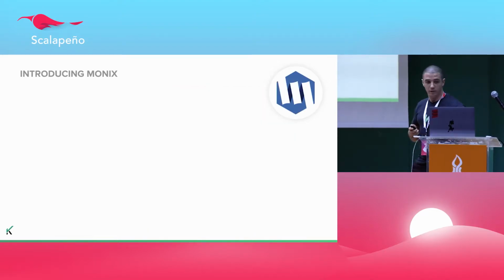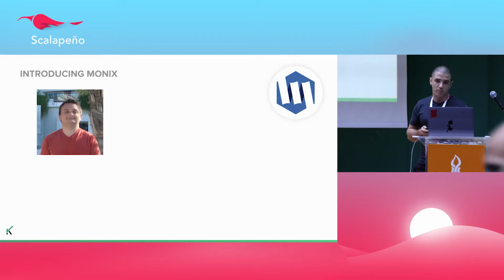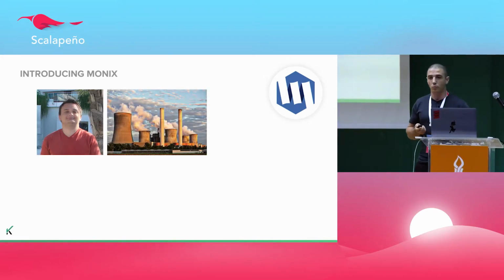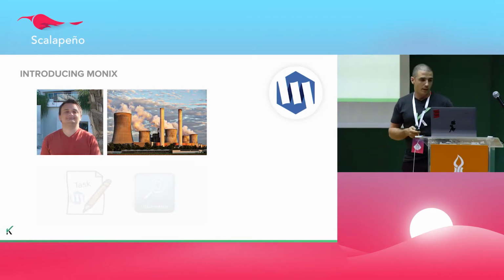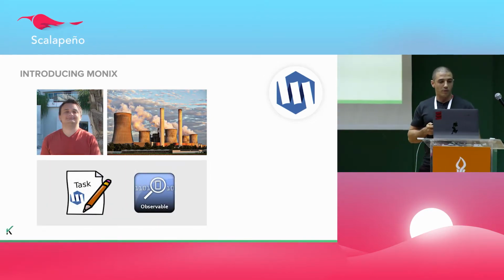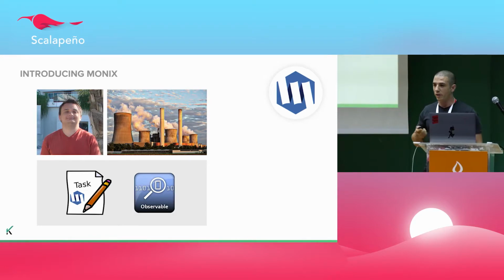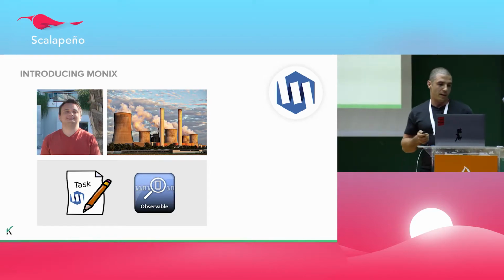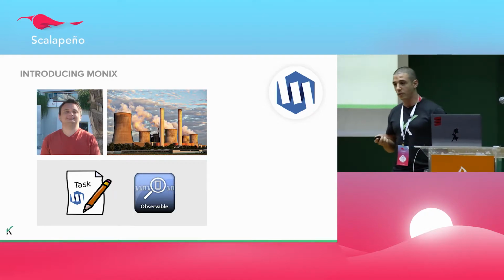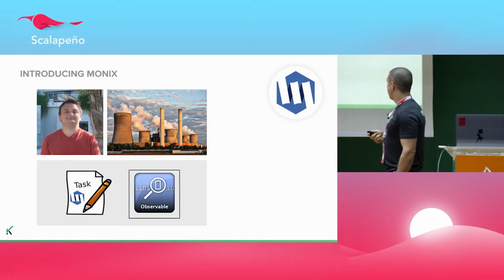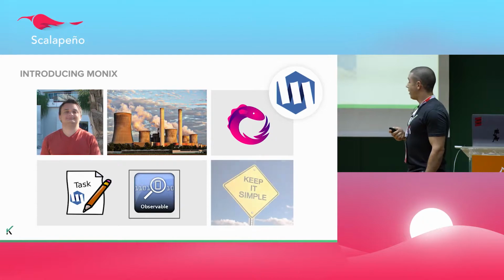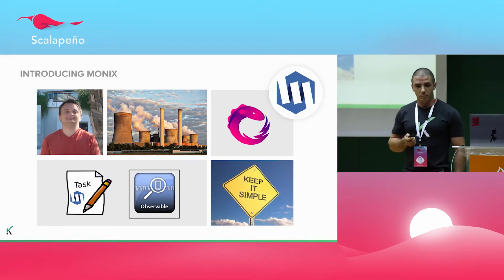Now let's introduce Monix. Monix was created by this guy, Alexandru Nedelcu. He initially created this library in order to monitor nuclear power plants. Monix is also a part of a bigger library, and Monix has the Monix Task, which is the equivalent of a Scala future, only it's much better. And it also has Monix Observables, which is the part that does the streaming in Monix, and it's also what we're going to talk about today. Monix is highly inspired by other reactive streaming libraries, and its main philosophy is trying to keep things as simple as possible.